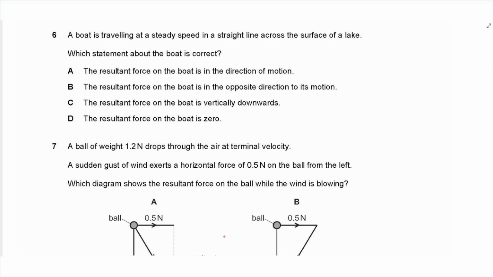Question 6 says a boat is traveling at steady speed in a straight line across the surface of a lake. Which statement about the boat is correct? The resultant force on the boat is in the direction of motion, opposite direction of motion. No, there is no resultant force when moving with steady speed. The resultant force on the boat is vertically downwards. No. It is 0, yes. So we choose D.